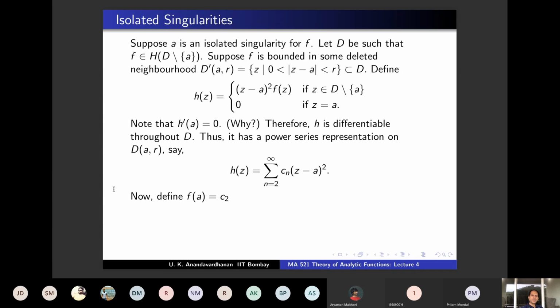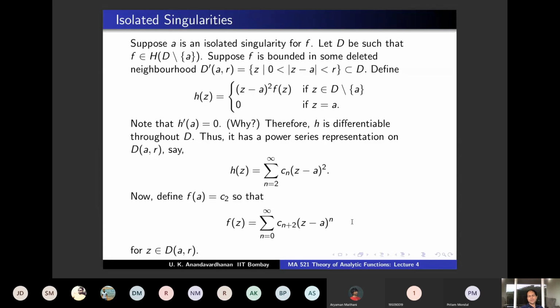Now you define f(a) to be c_2, the first term. And then f(z) is nothing but this power series, sum of c_(n+2) (z minus a) to the power n, and this power series is throughout D(a, R). So you have got a power series expansion throughout D(a, R) for f(z), and therefore f is holomorphic. So you have redefined f at a to be this. Earlier f was not defined. Now you are defining f at a precisely this number so that f has become holomorphic.